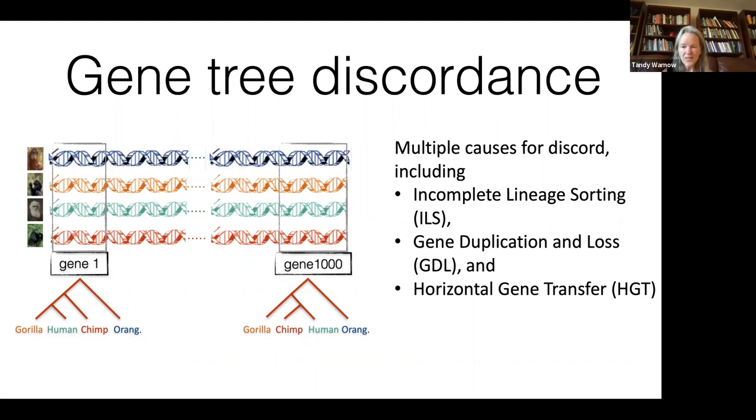Horizontal gene transfer, otherwise known as HGT or lateral gene transfer, is something that occurs in bacteria and many other organisms as well. And it's its own challenge. When you have a lot of HGT, such as when you're dealing with bacteria, it can become very, very difficult to estimate the tree. Today, I'm going to really be focusing on the first two, incomplete lineage sorting and gene duplication and loss. But I'll be happy to talk about HGT if you have questions later.